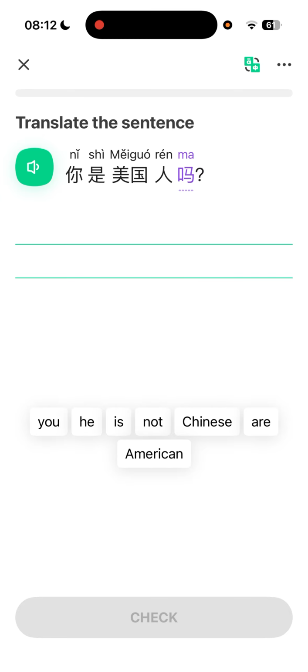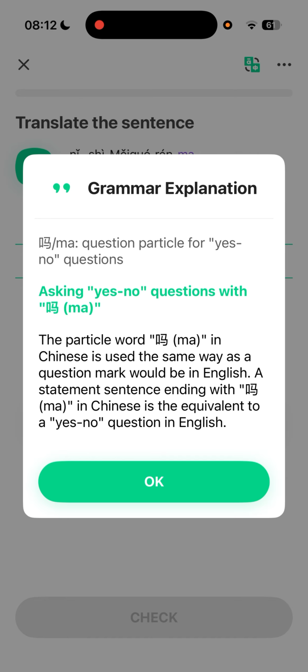你是美国人吗？ Well, we have a new word here. Let's click on it. What does it mean? 妈 Ma. Question particle for yes, no questions. Oh, so this ma creates a question.